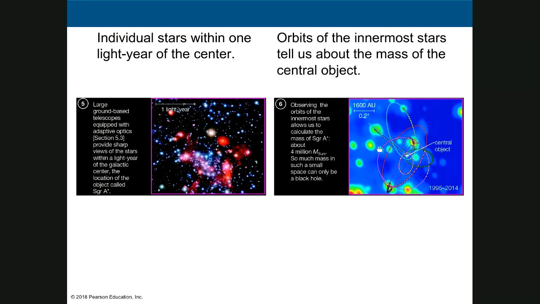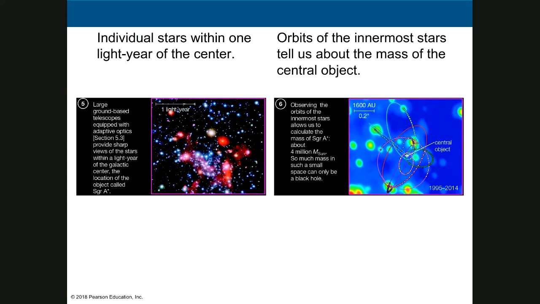Now, we could say, well, maybe it's just the biggest star in the galaxy. But remember, we can use Newton's laws to guess at the mass. And the mass at the center is 4 million solar masses. So that's the mass of 4 million suns. Not only bigger than the upper limit of stars, but so far beyond it that it clearly can't be a star. So if it's not a star, and it's not a dead star, it must be a black hole.